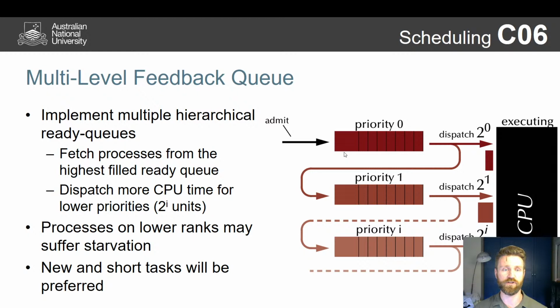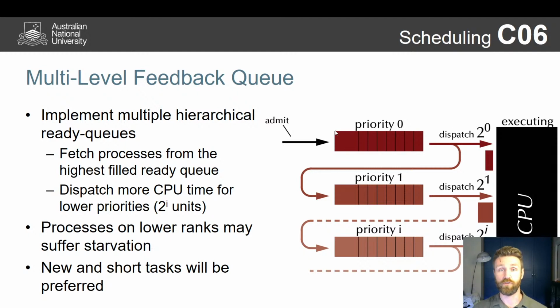So what the CPU is always going to do is dispatch processes from the highest ready queue. So it's going to look, first starting with priority 0 and then move down, looking for processes that are ready to execute. And it's going to dispatch them for different amounts of time. So they're going to get different lengths of time slice depending on which queue they came from. Priority 0 gets 2 to the power of 0 time slices, 1 time slice in other words. Priority 1 gets 2 to the power of 1, so it'll get twice the amount of time on the CPU, and so on. Each level down in the priority queue is going to get twice the amount of time when it executes on the CPU.